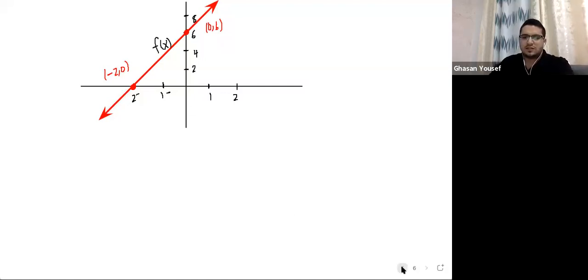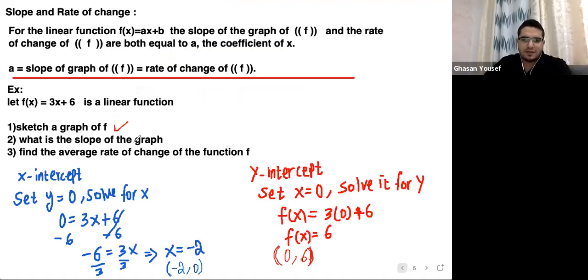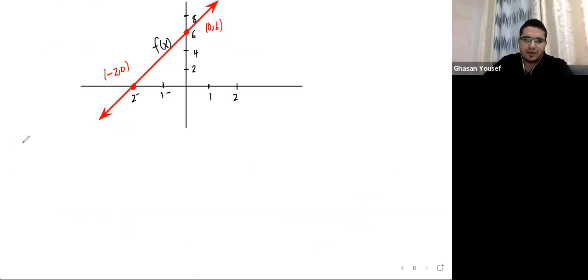Now my second question is, what is the slope of the graph? Like before, to find the slope of the graph, you have to get 2 points. Then you use the formula, the difference of y over the difference of x. Now I have in this graph two points. The first point is (-2, 0), and the second point is (0, 6). So I have 2 points.